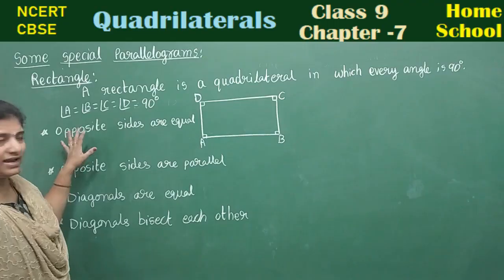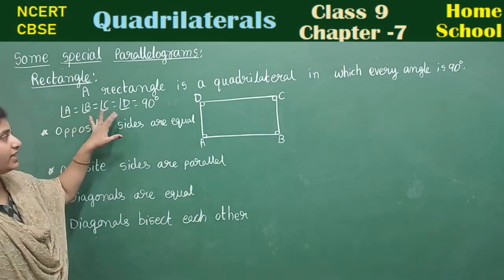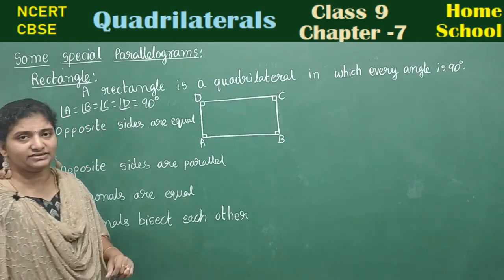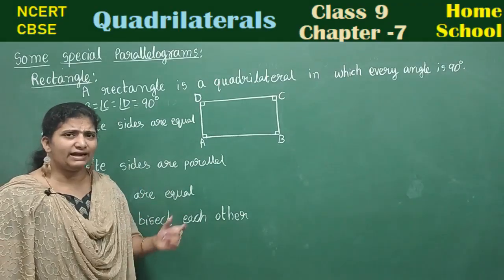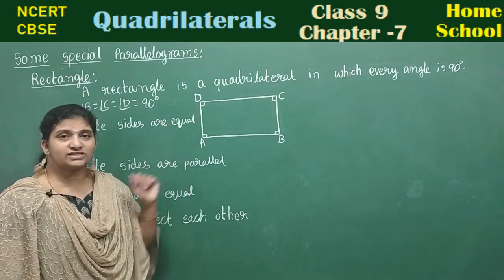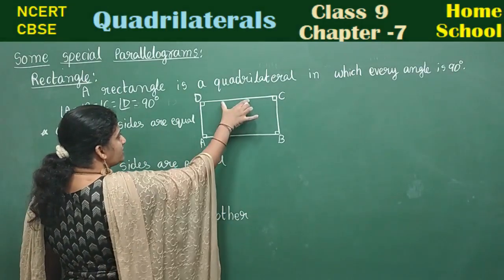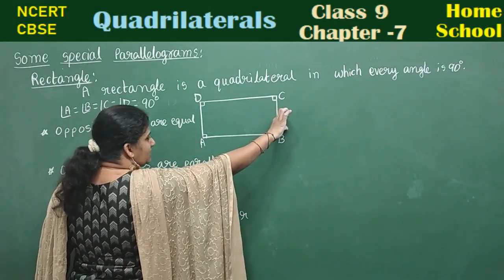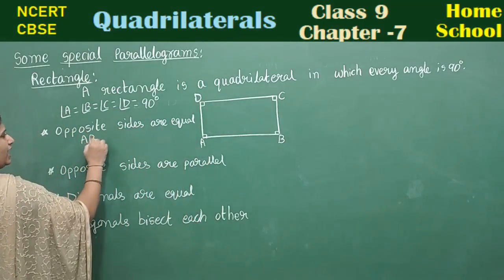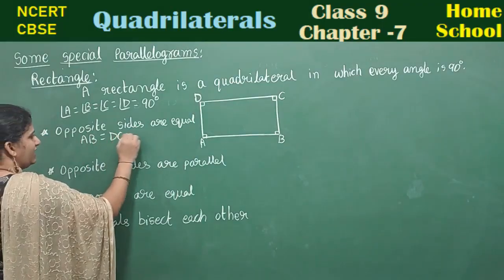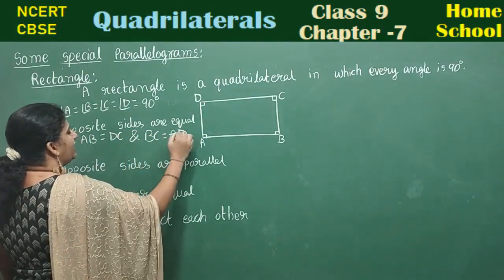Now all angles are 90, meaning right angles. Angle A equal to angle B equal to angle C equal to angle D equal to 90 degrees. All angles are perpendicular. And what is the condition for a rectangle? Opposite sides are equal. What are the opposite sides? AB opposite to DC and BC opposite to AD. Write down AB equal to DC and BC equal to AD.